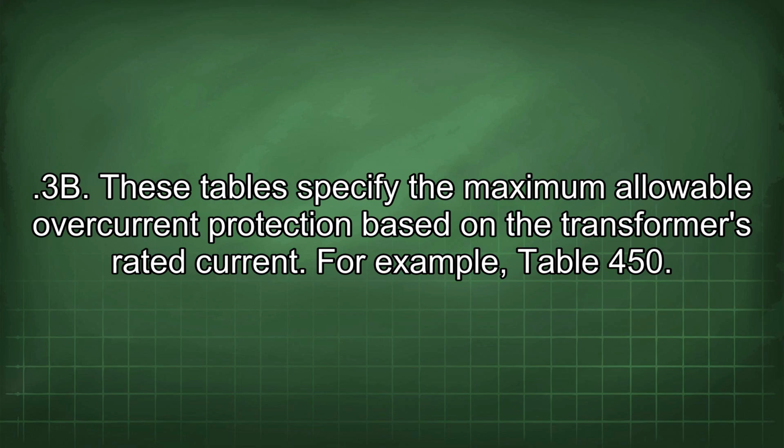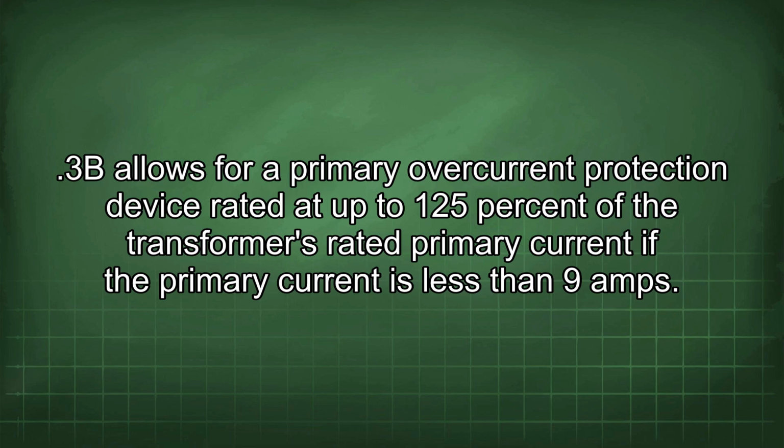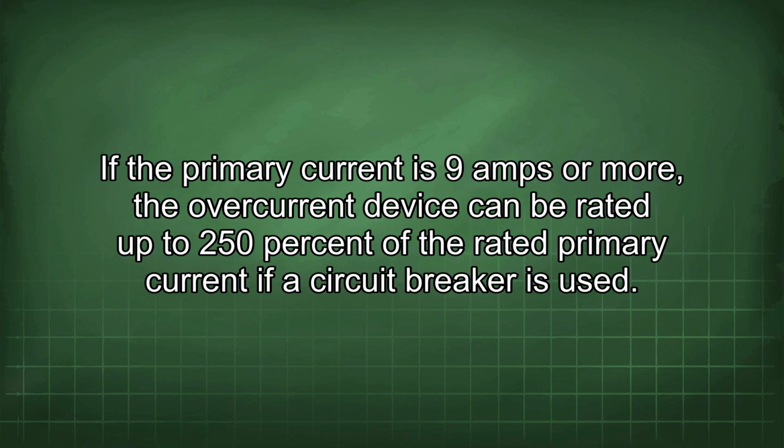For example, Table 450.3(b) allows for a primary overcurrent protection device rated at up to 125% of the transformer's rated primary current if the primary current is less than 9 amps. If the primary current is 9 amps or more, the overcurrent device can be rated up to 250% of the rated primary current if a circuit breaker is used.